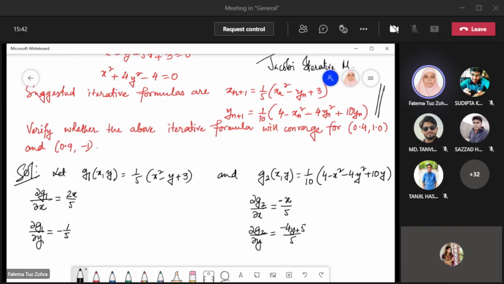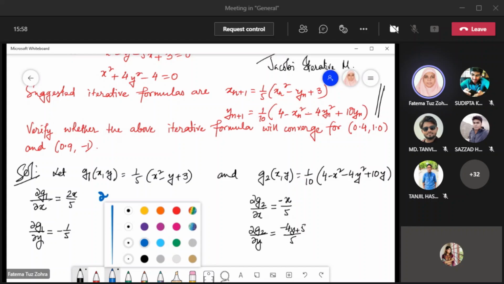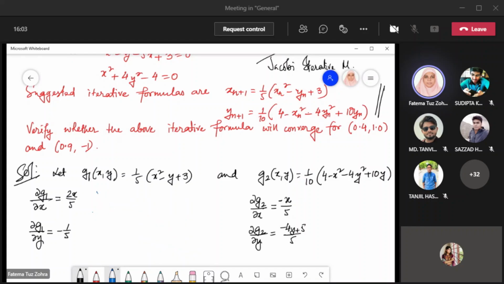Then I need the values at the point (0.4, 1). So ∂g1/∂x at the point (0.4, 1), the value is 0.8 by 5, that is equal to 0.16.